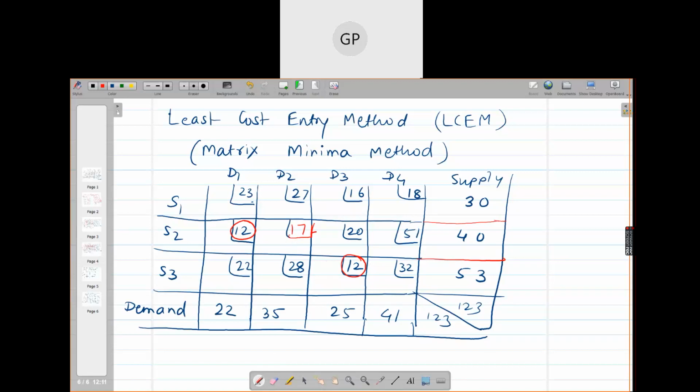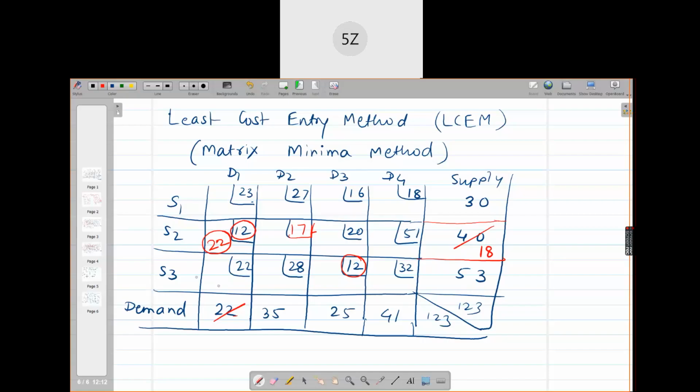So if I choose this cell now, S2D1, what is the situation? What is the demand at S2D1? 22. And can you give all 22 units from S2? Yes, you can give. So give all 22 units it requires. Then you are left with 18 units at S2 and the demand is fulfilled here. Okay, now from the remaining matrix, find out the least cost.